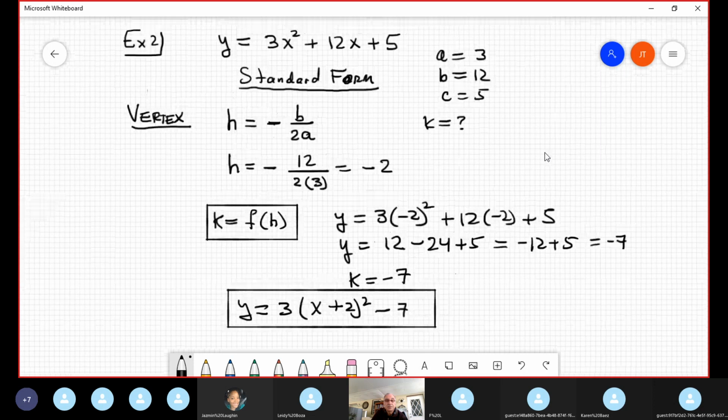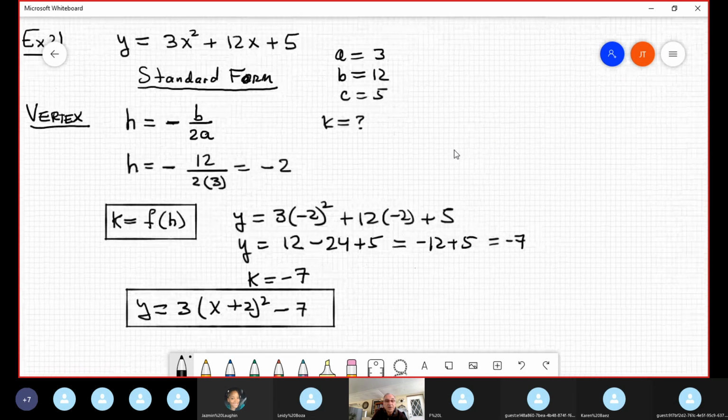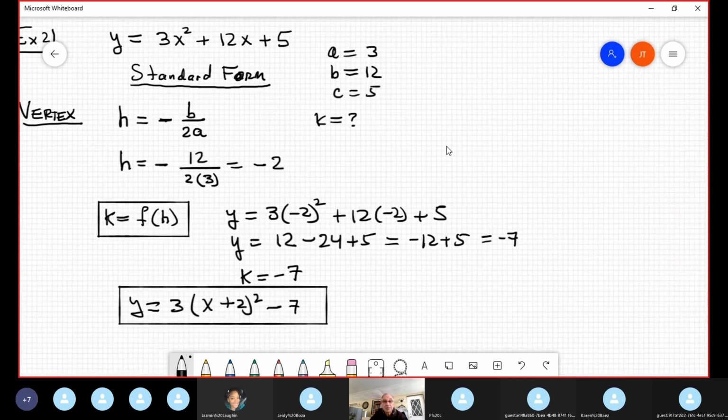Equivalent to the region. But at least we have in my hand the vertex point. Let me write here. Vertex point is located at the point -2, -7. Okay, super. Suppose I want to find out the y-intercept.